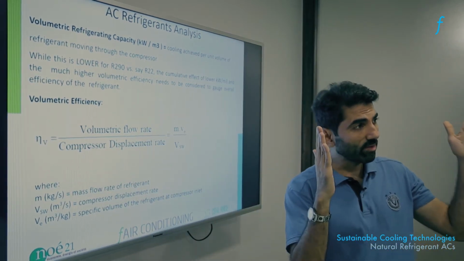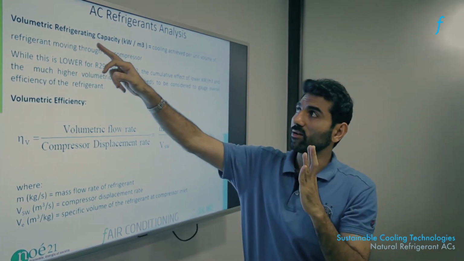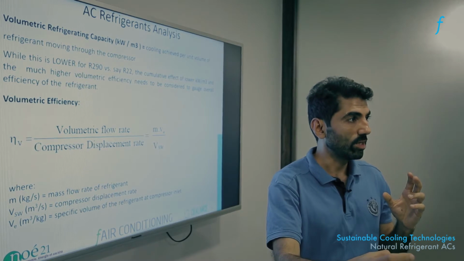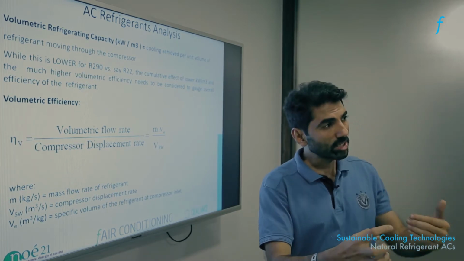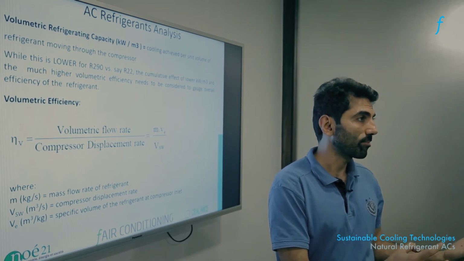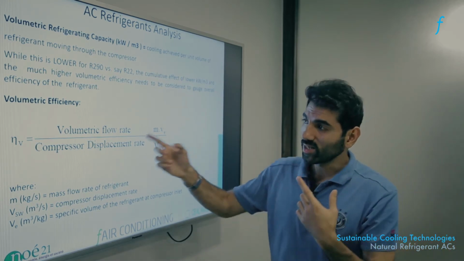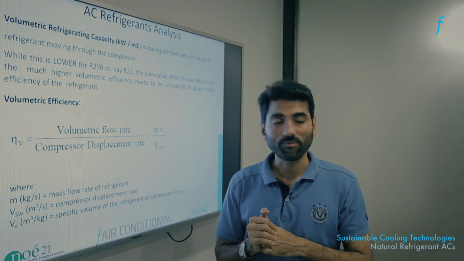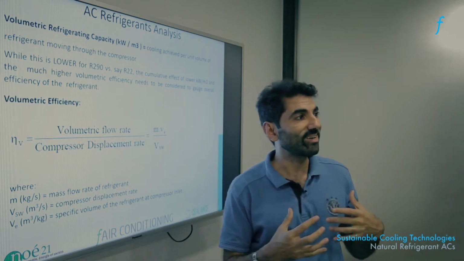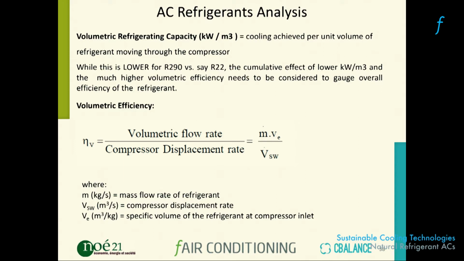So you can have a low volumetric refrigerating capacity in terms of per meter cube of refrigerant. But if I need to move much less refrigerant than would have otherwise been the case, then you can still have a better volumetric efficiency. And now this is possible because of the higher density of R290 compared to business as usual gases.